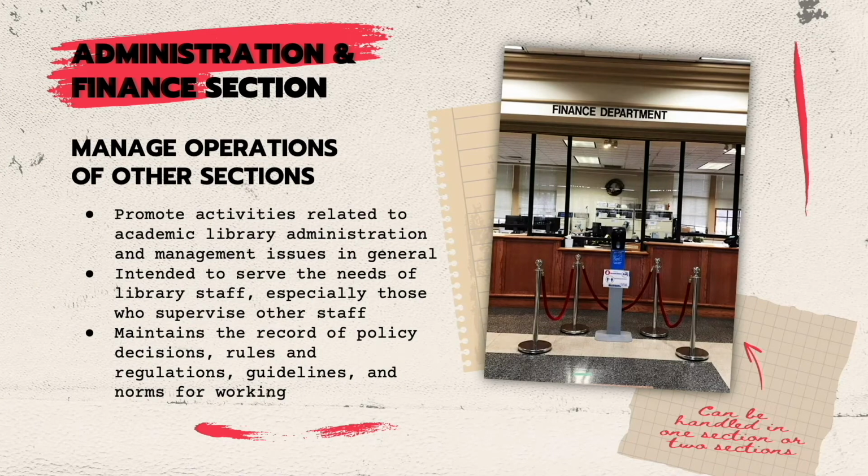We also have the administration and finance section. The purpose of the administration section is to promote activities related to library administration and management issues in general. The section is intended to serve the needs of library staff, especially those who supervise other staff. It helps manage operations of other sections of the library. This section holds the records of office files, diary and dispatch, library budget proposals, budgetary allocations, accounts of library expenditure, stock registers, and other purposeful records.